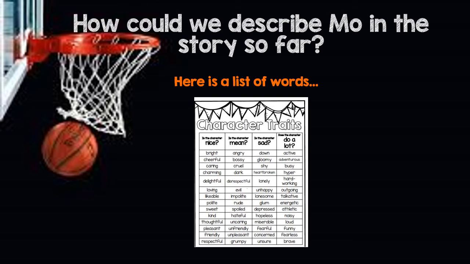Okay, let's take a little break and see how we could describe Mo so far in the story. Right here you see a list of character traits, a list of words. There are nice words, mean words, sad words, and do a lot words. How could you describe Mo so far?